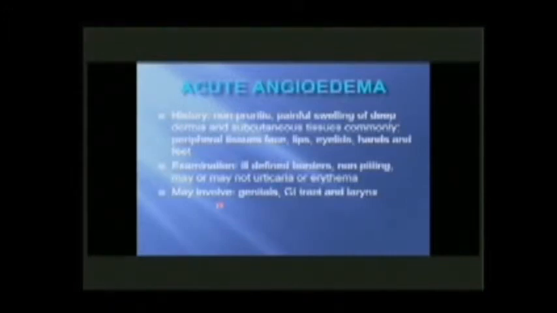Sometimes these patients complain that the lesions are painful, and the swelling occurs deep in the dermis and the subcutaneous tissue. Usually it affects the peripheral tissues such as the hands and feet, but in some cases it could also affect the face, lips, and eyelids. In rare cases, and it could be more life-threatening, angioedema could occur in the gastrointestinal tract and cause unexplained abdominal pain. So a lot of these patients, since the swelling is not visible, may have had a history of unnecessary appendectomy or exploratory laparotomy.